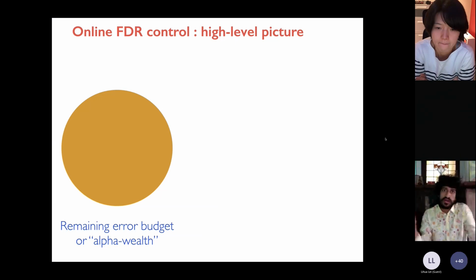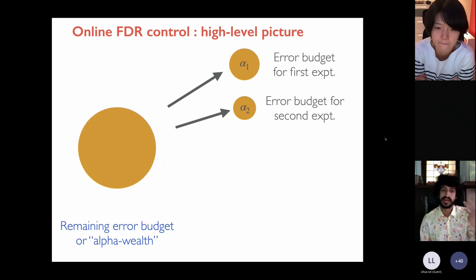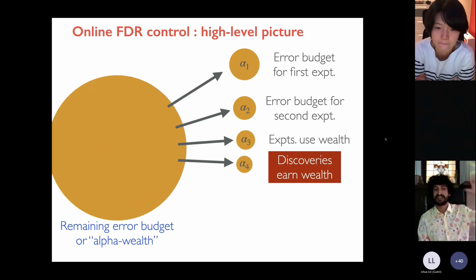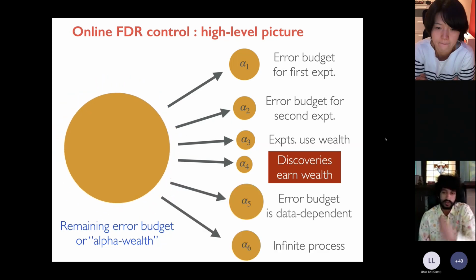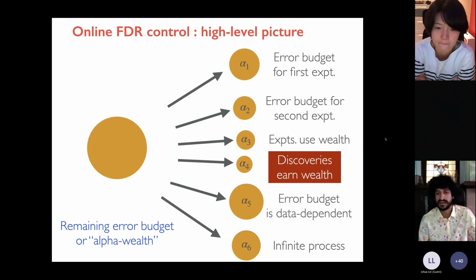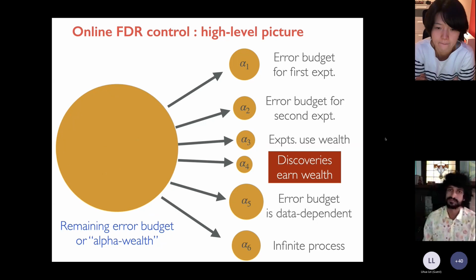So all online FDR procedures work in the same kind of fashion. As different experiments start, you start off with a big error budget, and then you spend your error budget on different experiments. But the nice part is that your wealth doesn't always decrease. Every time you make a discovery, you gain back some wealth. And so the error budget that you use for each experiment is data dependent. And this is an infinite process that keeps going on. You keep losing wealth as you test nulls, and then once in a while you test a non-null, you gain back wealth, and so on and so forth.